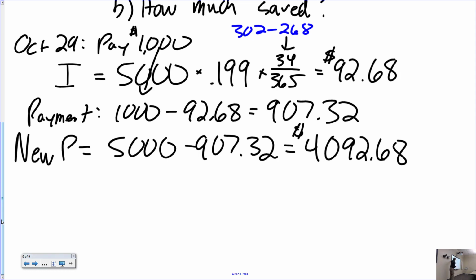And folks, if you notice, you can kind of condense these two lines here, payment and new principal. You could put these all together by saying the new principal is $5,000 minus the $1,000 payment plus the $92.68 interest payment, right? Because if you subtract 1,000, you get to 4,000, and then add the 92.68. You can do that in one step if you like.